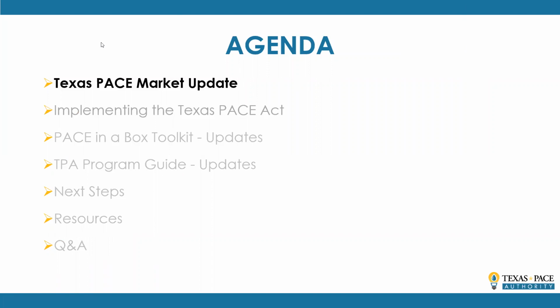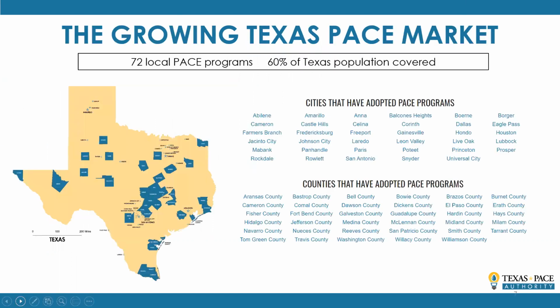First of all, the Texas PACE market update. The market continues to expand. These are the regions, the different cities and counties that have adopted PACE. We serve 72 of them now. Most recently, the city of Red Oak, that's not even on the map yet, adopted PACE and brought us in to run it for them on Tuesday of this week.